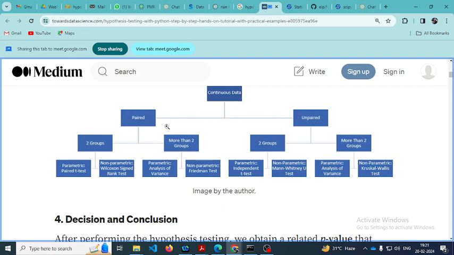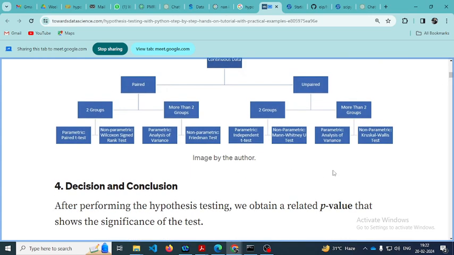For continuous data, you need to check what kind of data you have, whether it is paired or unpaired data. Then if it is paired data, how many groups are there, two groups or more than two groups? You need to identify them. If you have two groups, identify whether it is a parametric or non-parametric test. If it is parametric, apply the paired t-test. If it is non-parametric, you can go for the Wilcoxon rank test. Like this, you can apply. This is the basic intuition behind hypothesis testing.